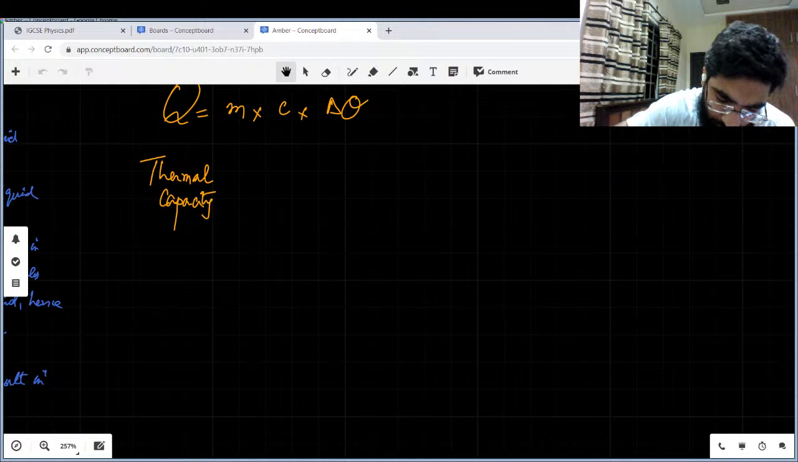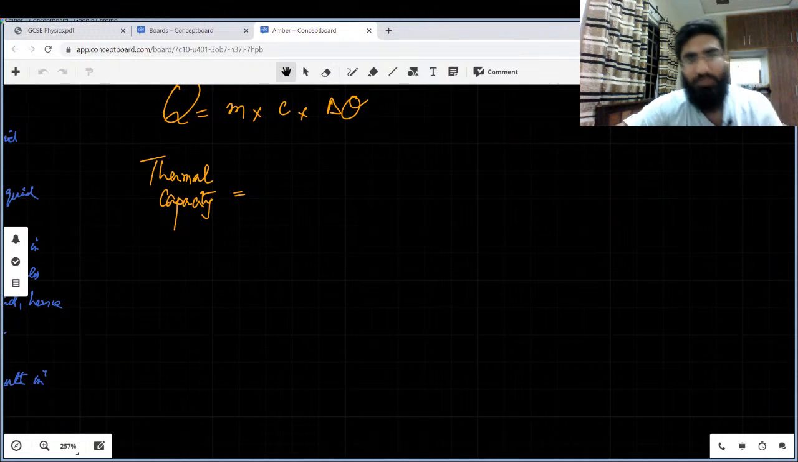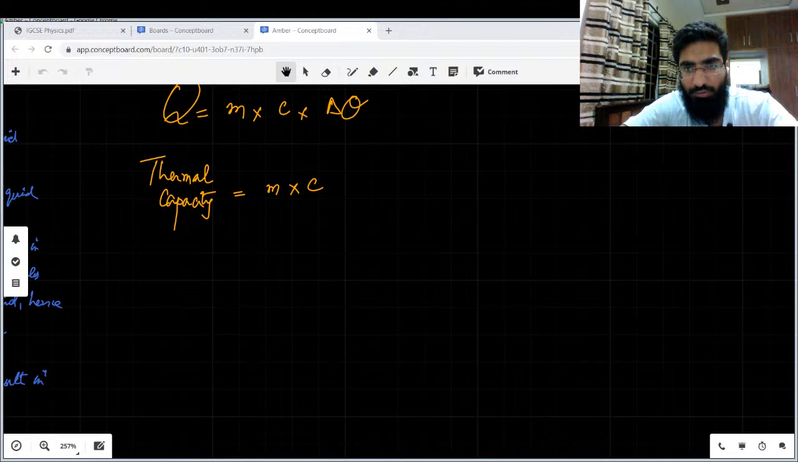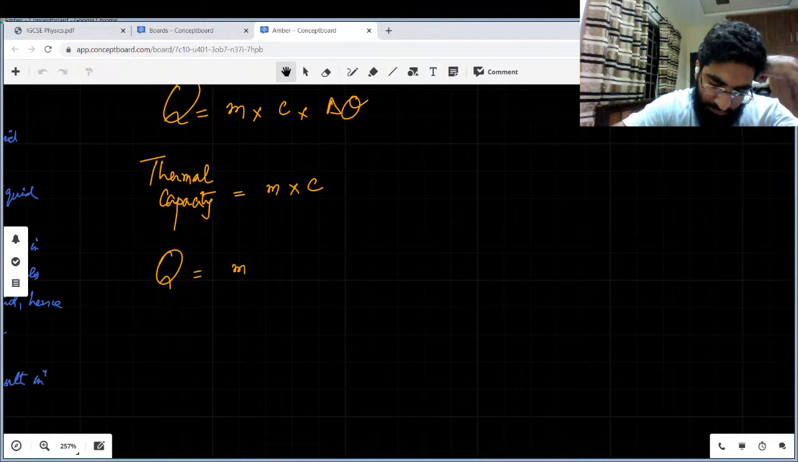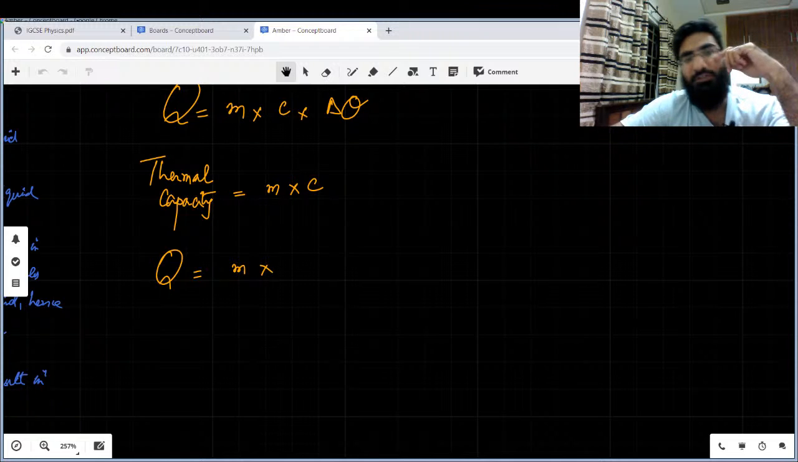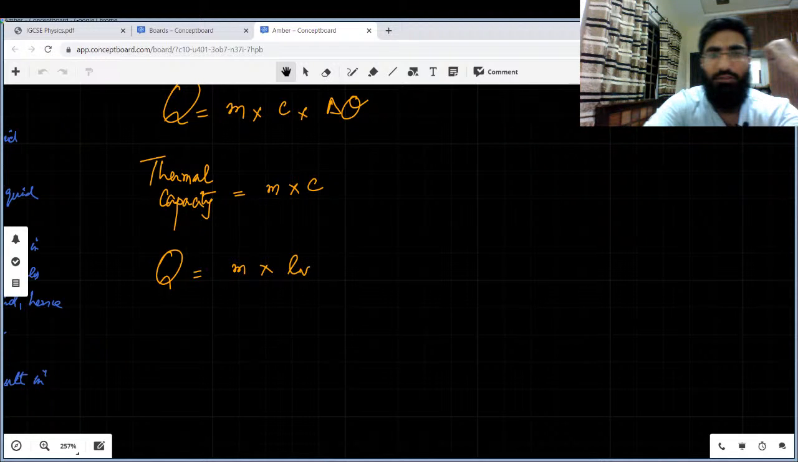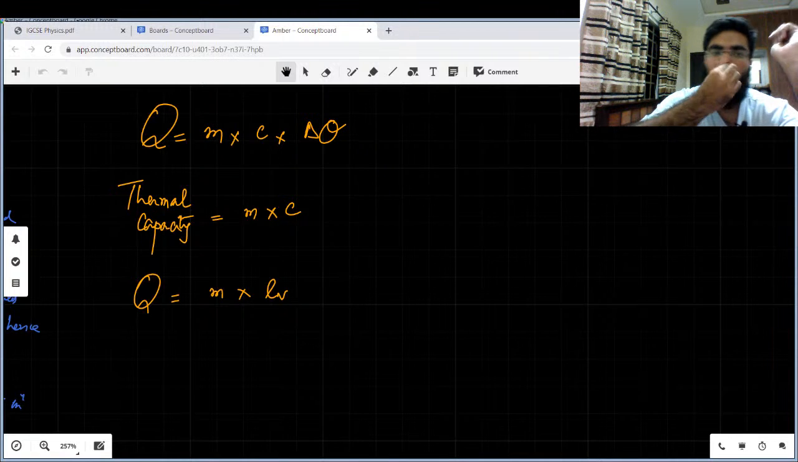is equal to M times C, where C is specific heat capacity. And the last one that we learned just in this chapter was Q is equal to M into latent heat of vaporization. So Q is equal to mass times latent heat of vaporization, right? These are the three formulas that we'd be using over here.